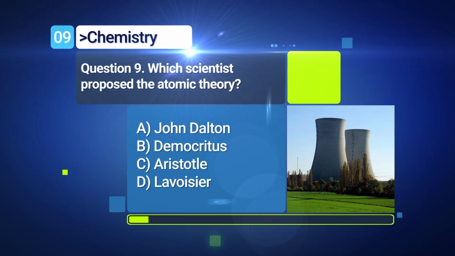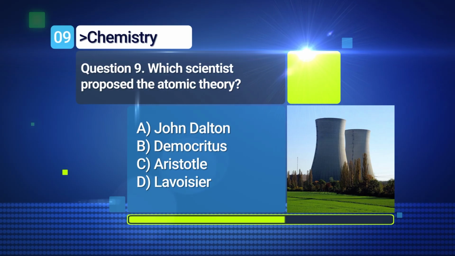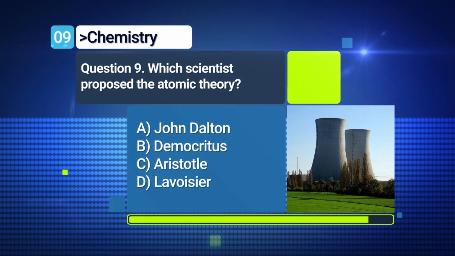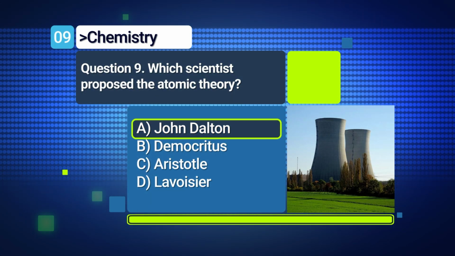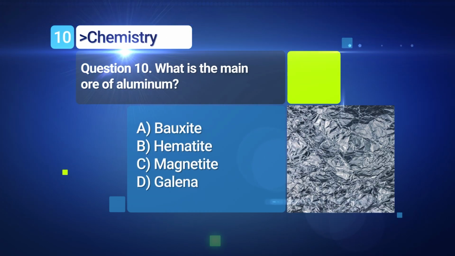Question 9. Which scientist proposed the atomic theory? A. John Dalton. B. Democritus. C. Aristotle. D. Lavoisier. Answer: A. John Dalton.